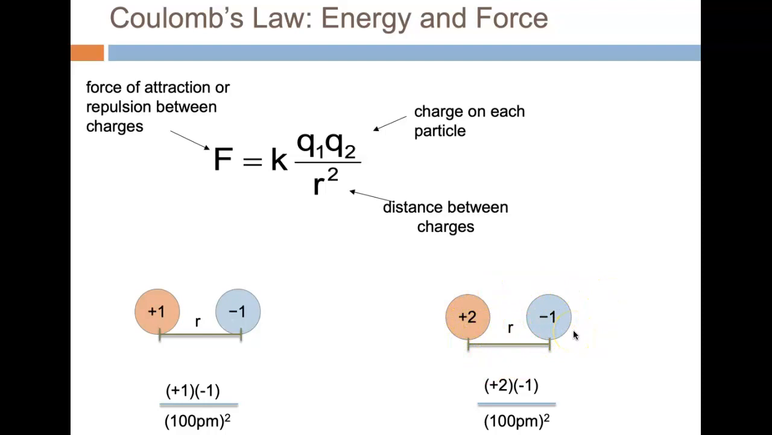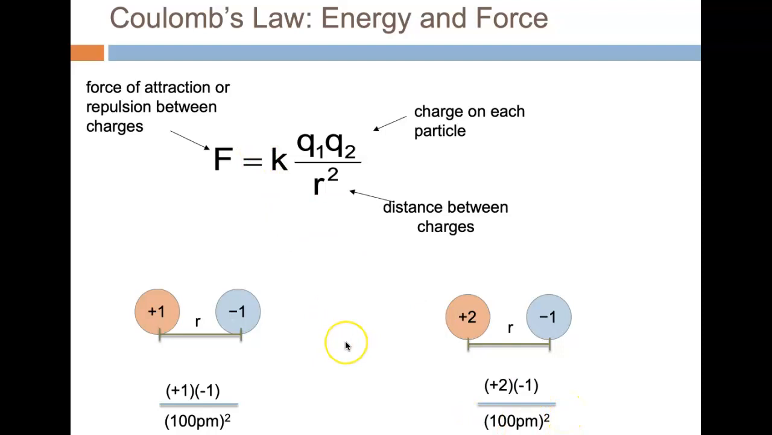Well, I could use this Coulomb's law formula. For Q1, this orangey guy, +2. So I'm putting in +2 here for Q1. Q2 is charge number 2. It's a -1 still, didn't change, -1 here. And then the radius, or the distance between these guys, also didn't change. It's still 100 picometers squared.